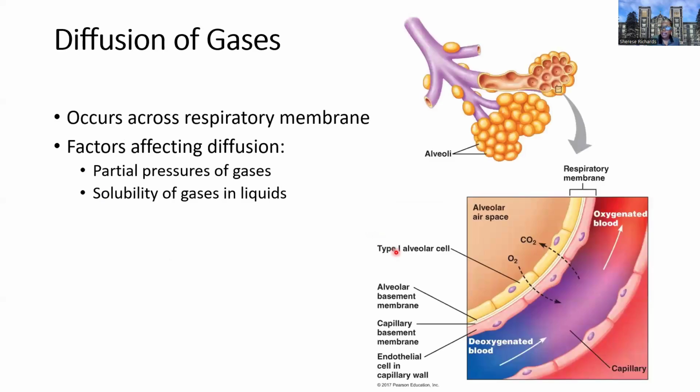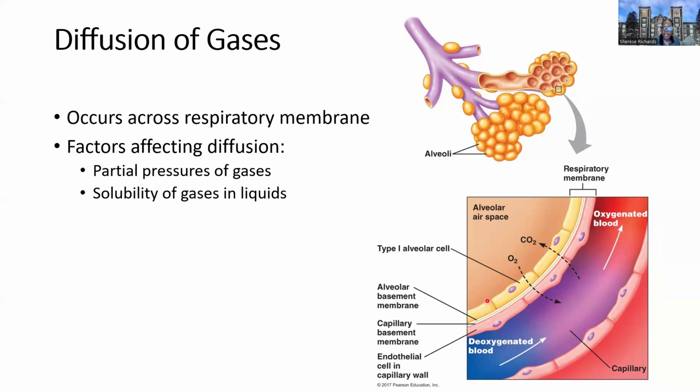Now, diffusion of gases happens across the respiratory membrane. We should recall the makeup of that membrane. Remember, it is comprised of the epithelial cells of the alveolus, the type 1 alveolar cells, which are epithelial cells, the endothelial cells of the pulmonary capillaries, and then the fused basement membrane. So those three structures together make our respiratory membrane, which is the diffusion barrier for our gases.